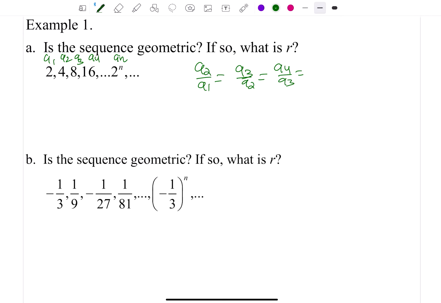So looks like as I'm going, I am multiplying by 2 each time. So it is, yes, a geometric sequence. And what is the common ratio r? To find r, we can divide any two consecutive terms. So r is equal to 2 in this case.